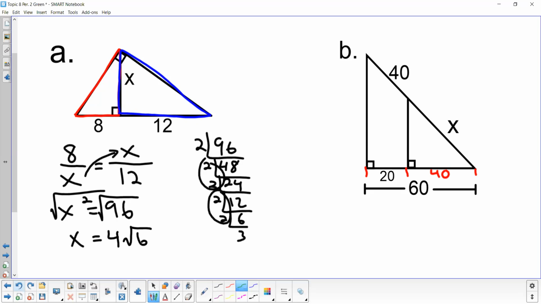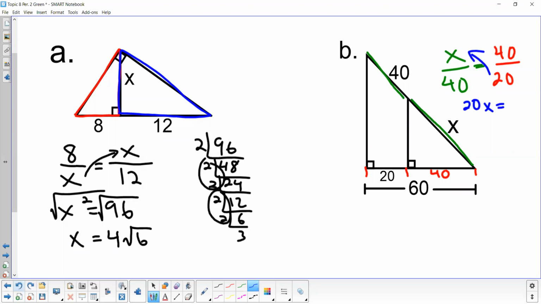If I look at this top portion, I see I've got two sections of that bigger side. In other words, I'm free to say that x over 40 equals 40 over 20. So you can cross multiply and divide. You can just multiply both sides by 40. But if I do it this way, I'll still get that x is 8.